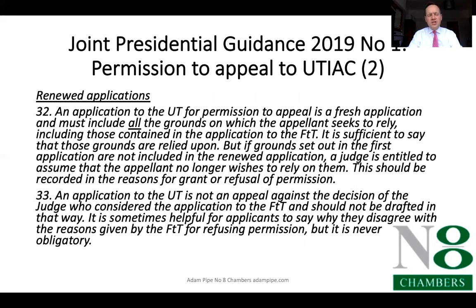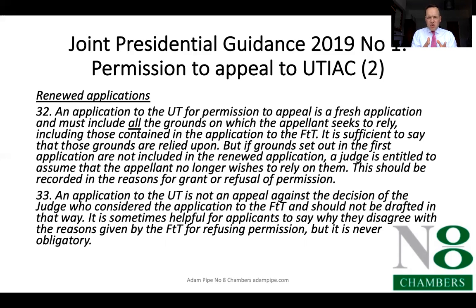What about renewed applications? If the FTT have refused permission and you are applying direct to the upper tribunal, what do they say? An application to the UT for permission to appeal is a fresh application and must include, and the emphasis there, all the grounds on which the appellant seeks to rely, including those contained in the application to the FTT. It is sufficient to say that those grounds are relied upon. But if the grounds set out in the first application are not included in the renewed application, a judge is entitled to assume that the applicant no longer wishes to rely on them. This should be recorded in the reasons for the grant or refusal of permission.